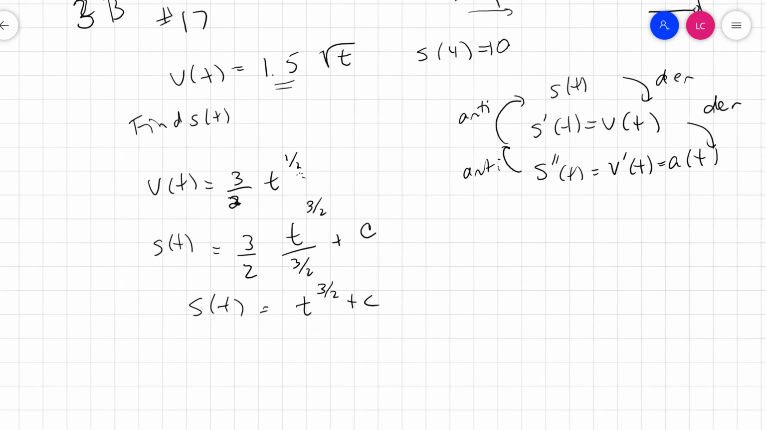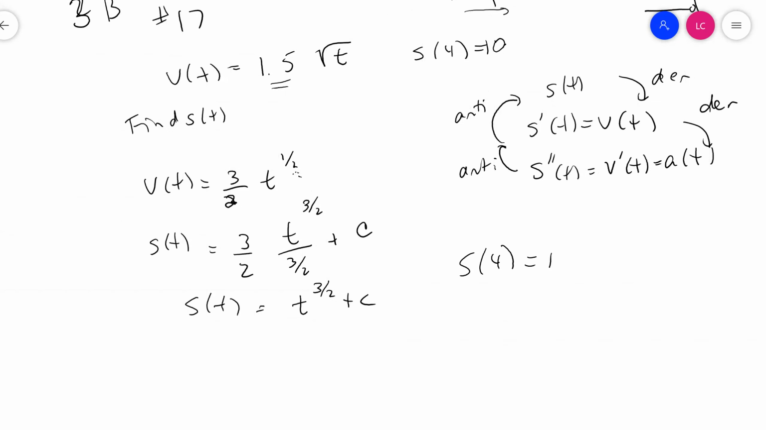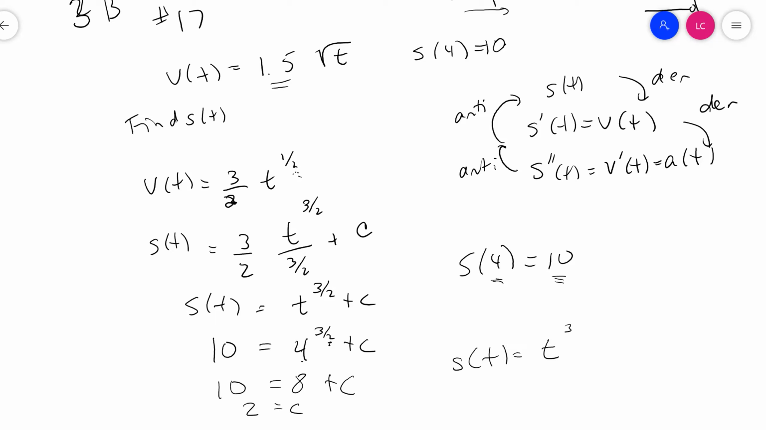So now I'm going to use this initial condition, or this fact about the position, that if I plug in t equal 4, it should equal 10. So 4 to the 3/2 plus C. So you should know how to do this. 4 to the 3/2 power, this 2 here means square root. So square root of 4 is 2. Cube it, that gives me 8. So this gives me C is 2. So the answer is this, the position function with the C plugged in. That's the answer.